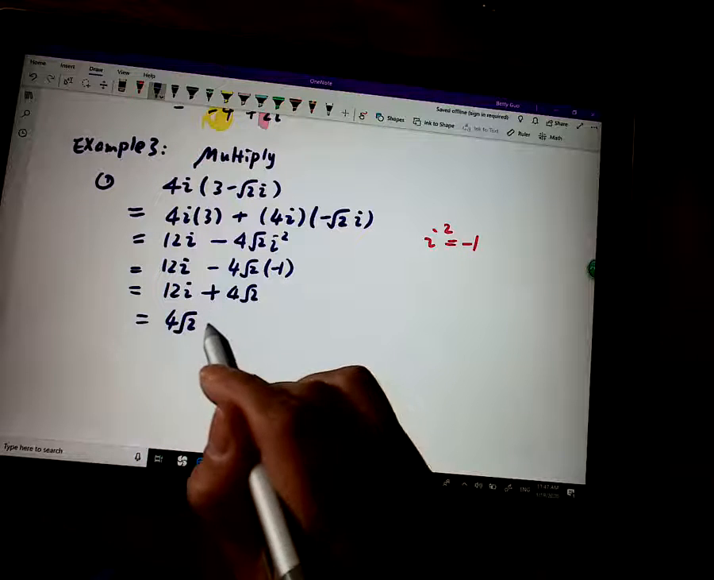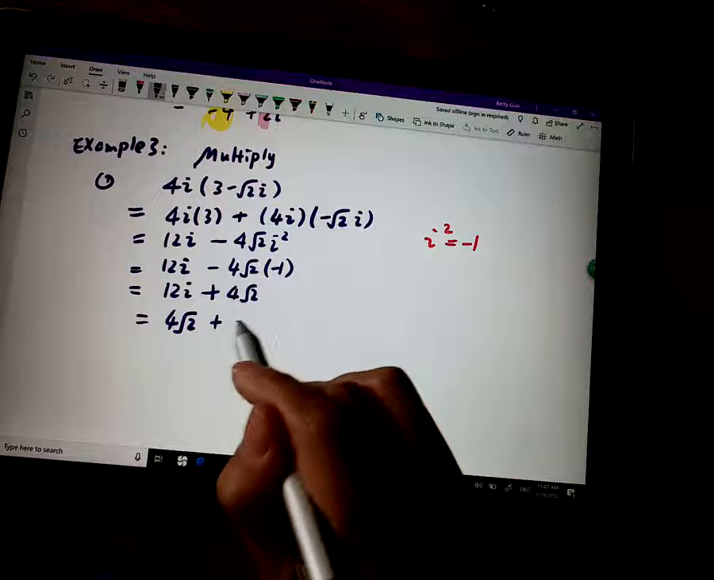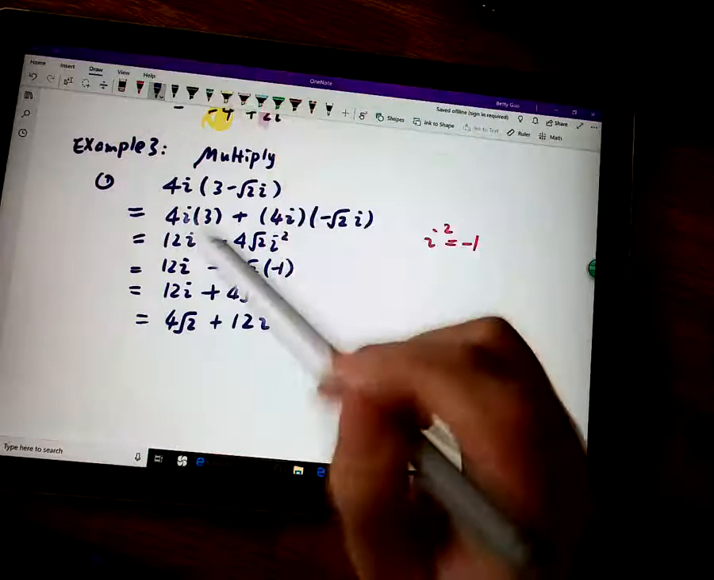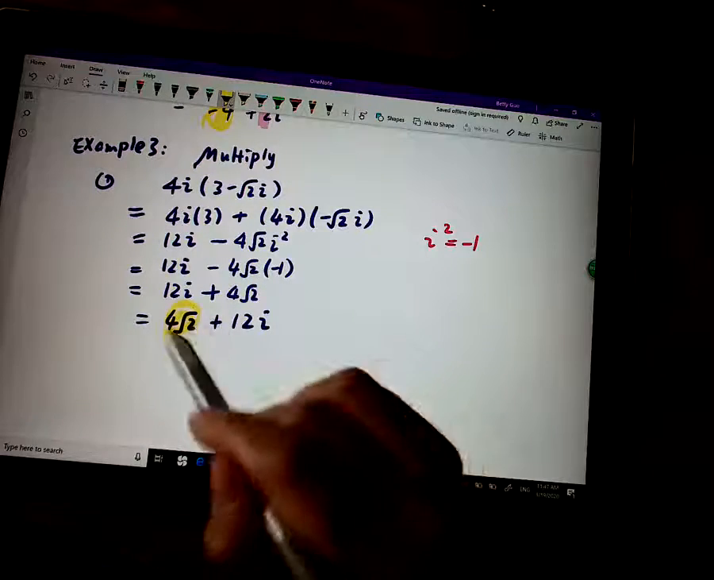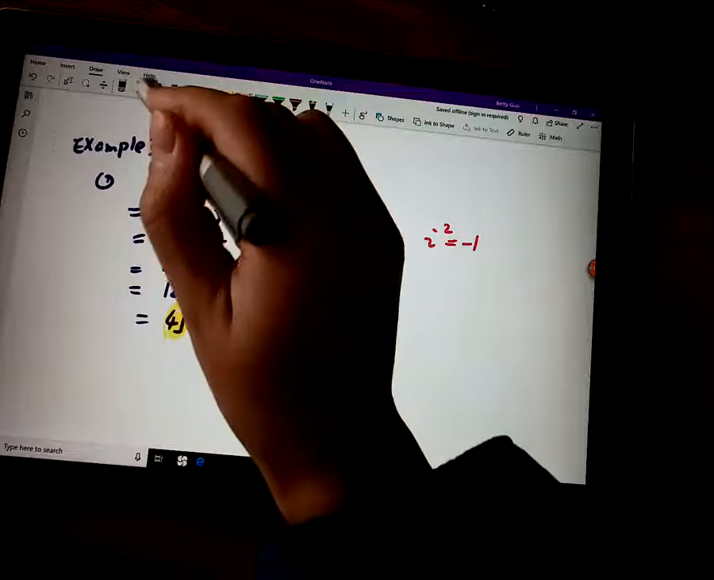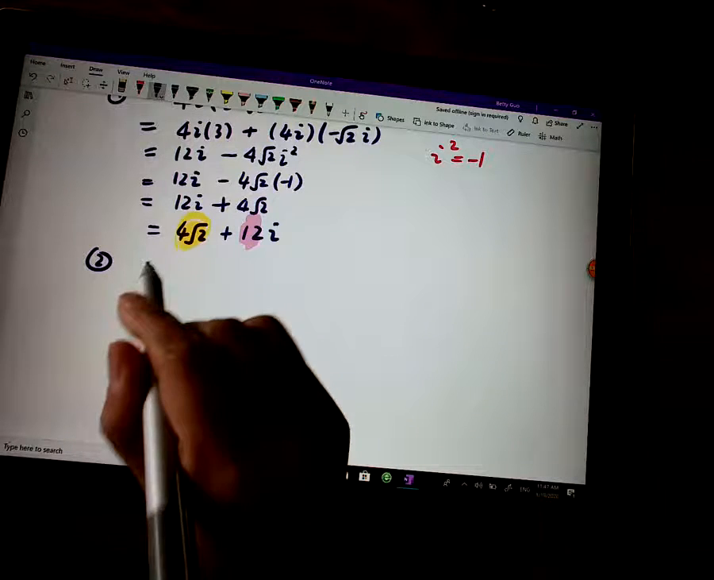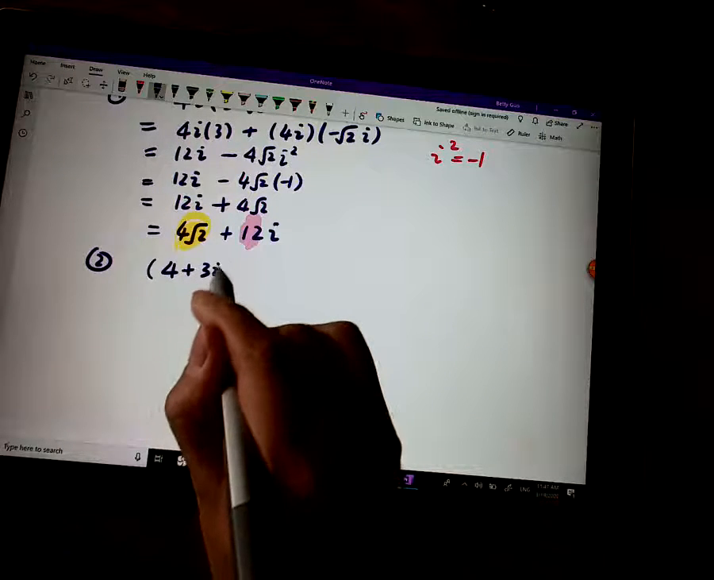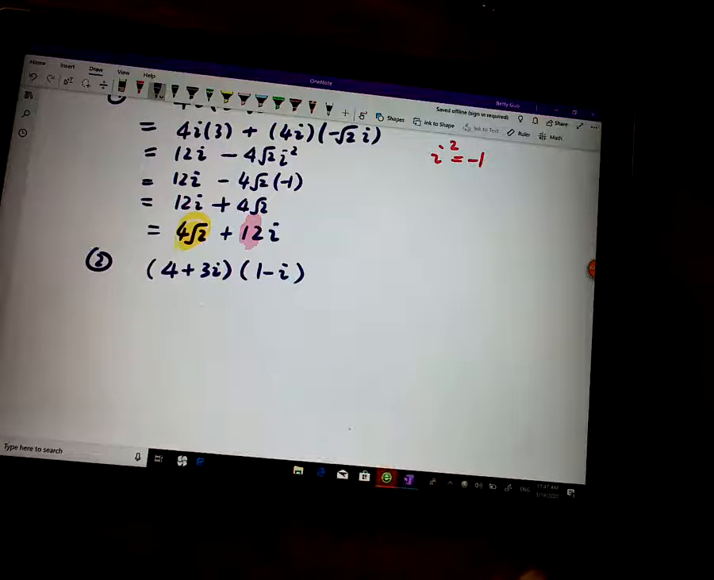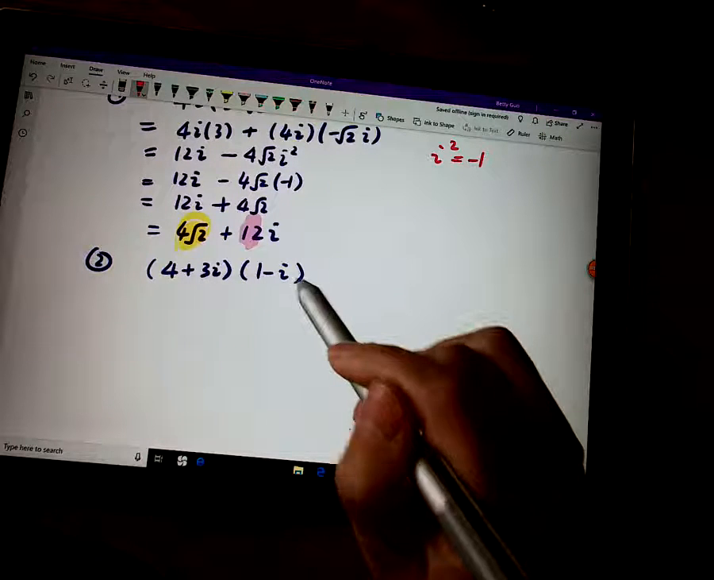You see that? So you multiply two complex numbers. The result, the multiplication, the product is a complex number as well. In this case, real part, imaginary part. Okay? Number 2. 4 plus 3i times 1 minus i. You're looking at the product of two complex numbers.